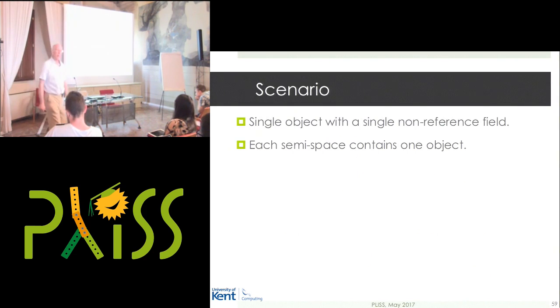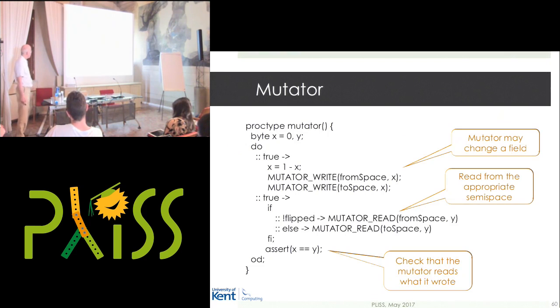Here's our scenario. It's a very simple one. You can tell this is not industrial scale because I have one object, and it has one field. I said it's a non-reference field, but it really doesn't make a difference whether it's a reference field or not.